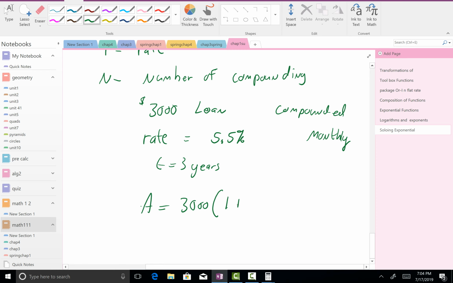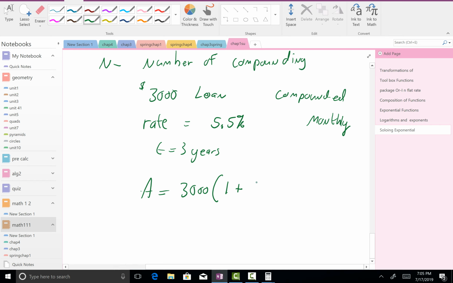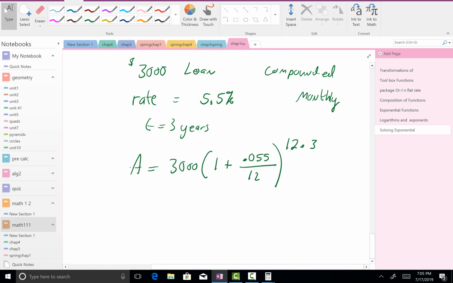1 plus R over N. I'm going to make this into a decimal by moving that decimal twice. N is the number of times it's compounded, so that's 12. 12 is up here again, and then 3 is the years. So we're just putting these numbers in and figuring it out. The best thing to do is just dump that in as decimals and see what it gives you.